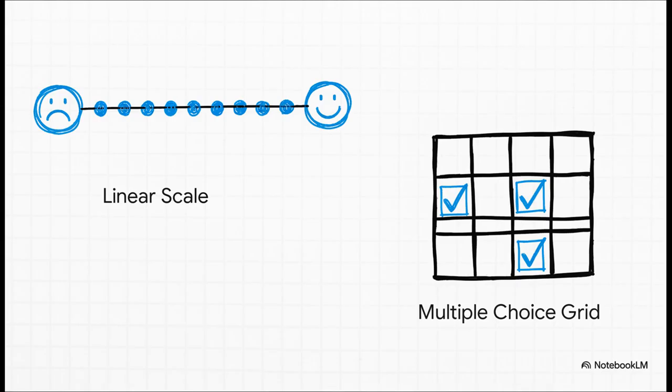And then the multiple choice grid takes things a step further. It creates this matrix format where respondents can select one specific answer per row. It's really excellent for grouping a bunch of similar questions all together.